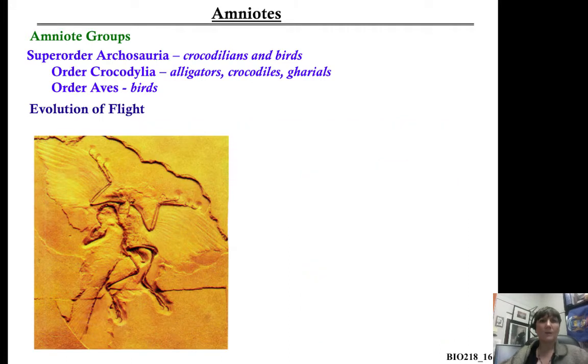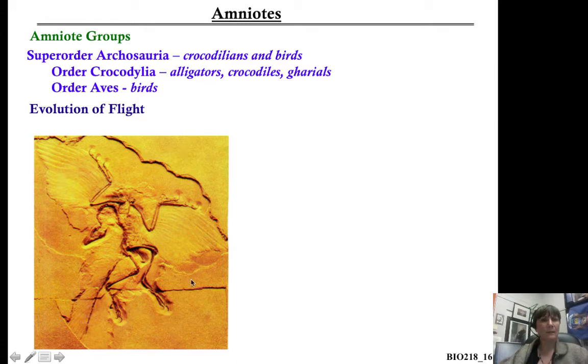So let's talk a little bit about the evolution of flight. Most people are really curious about how birds managed to evolve feathers and wings and where they came from. Well, there's a lot of evidence in fossil forms, and we're only going to cover a few of these fossils because we don't have time to do more.